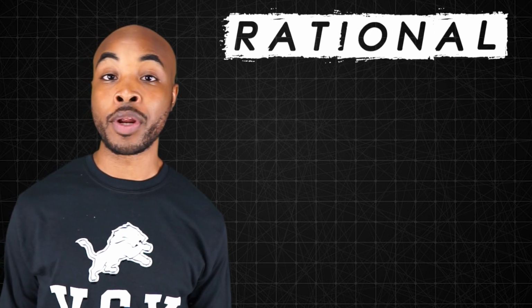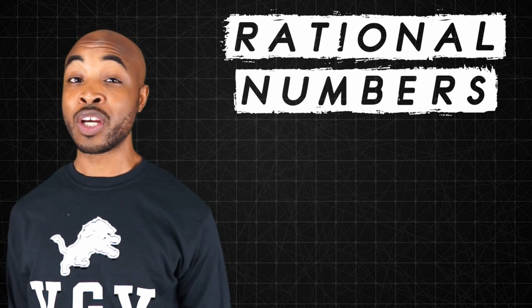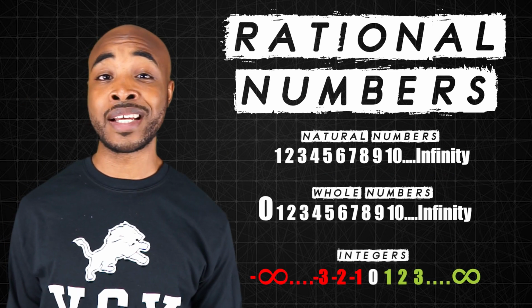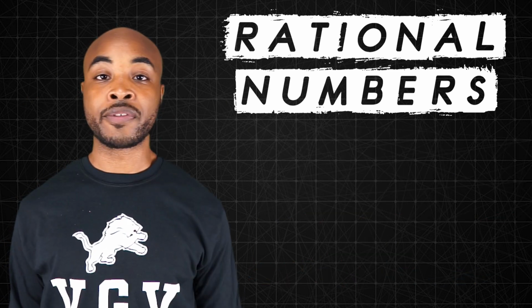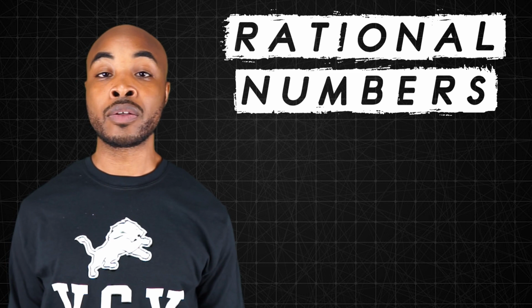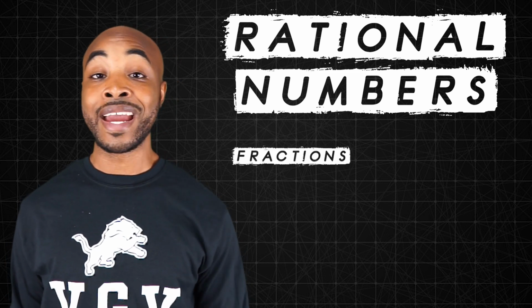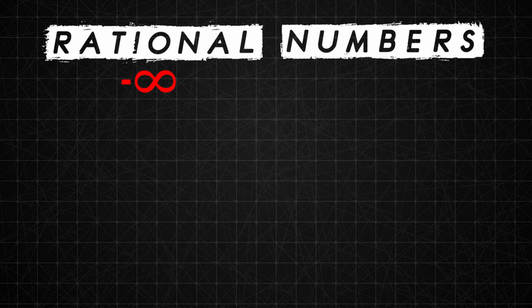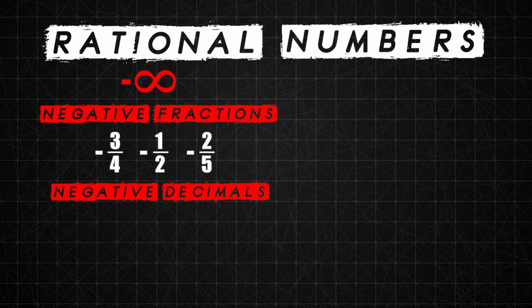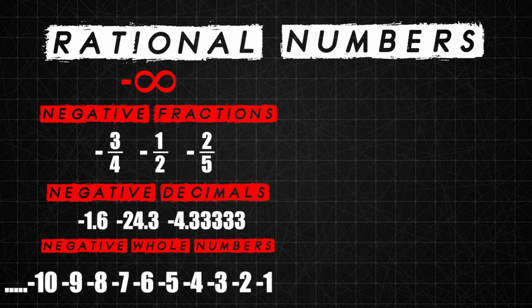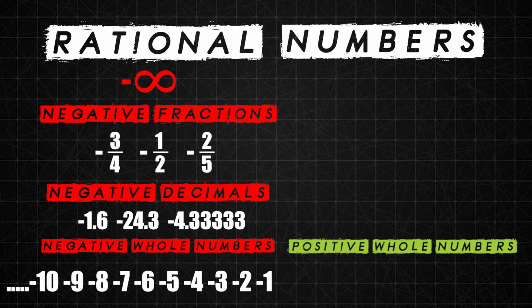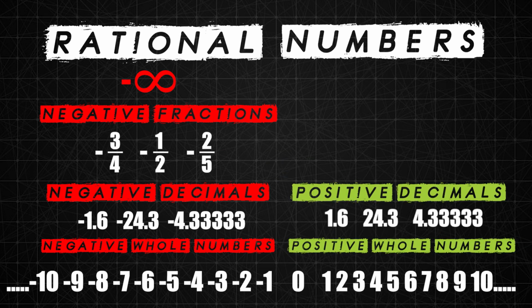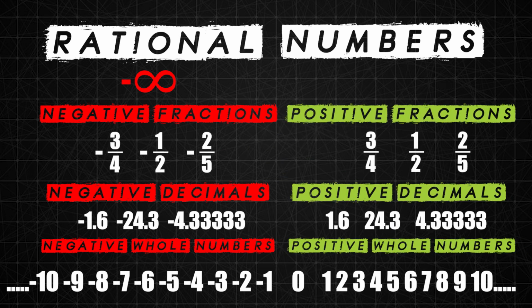Moving on to rational numbers, or ratio numbers, which include all the three sets that we previously mentioned. The difference with rational numbers is they include both fractions and decimals, both positive and negative. So this set counts negative infinity, negative fractions, negative decimals, negative whole numbers. Then they count positive whole numbers, positive decimals, positive fractions, and all the way up to positive infinity.